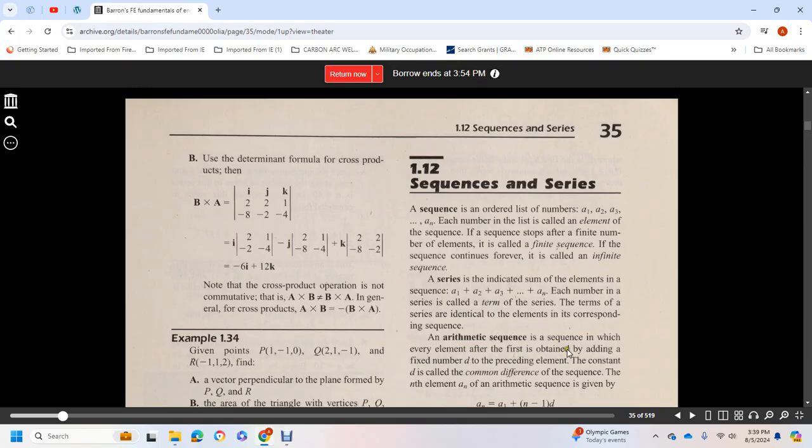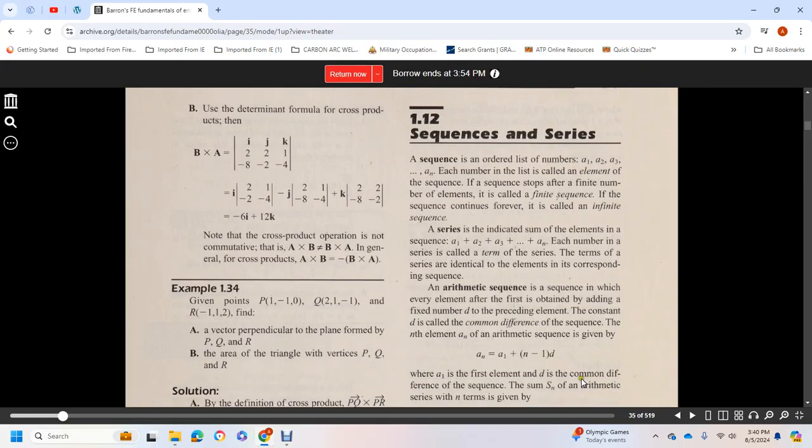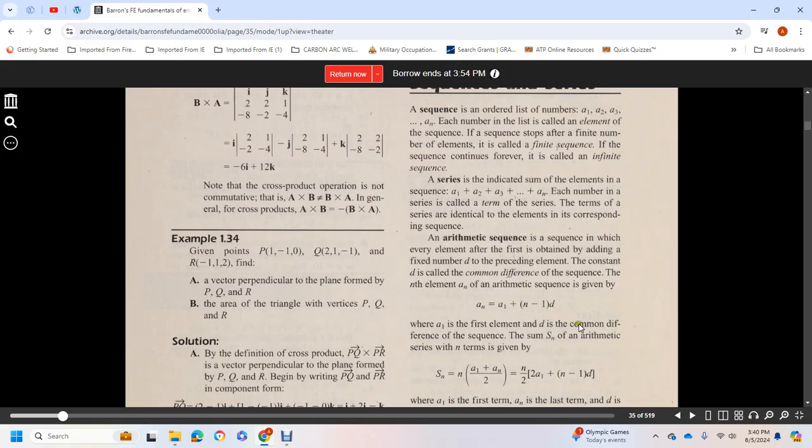Arithmetic sequences: every element after the first is obtained by adding a fixed number d to the preceding element. The constant d is called the common difference of the sequence. The nth element an of the arithmetic sequence is given by an equals a1 plus (n minus 1) times d, where a1 is the first element and d is the common difference of the sequence. Thus, the sum of the nth element of the arithmetic series of n terms is given by the following.